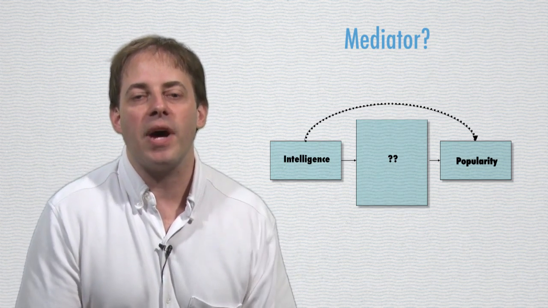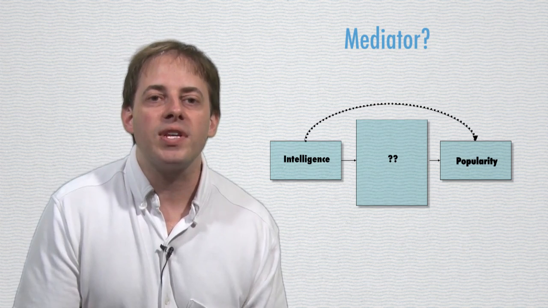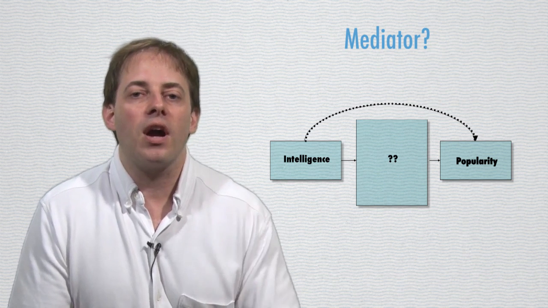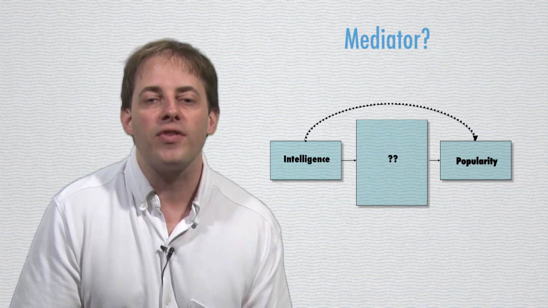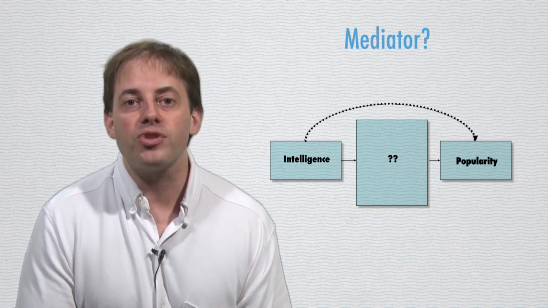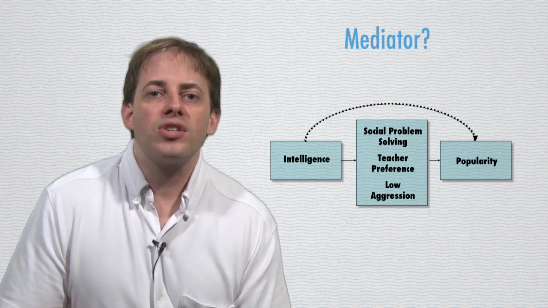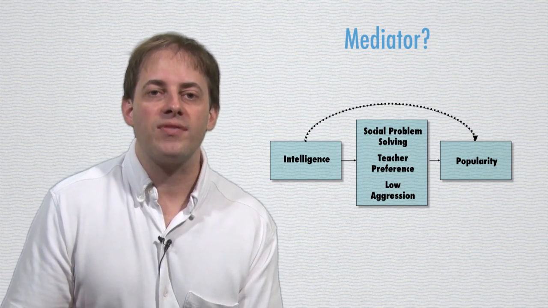Now let's apply that to popularity and intelligence. Why is it that among young children, the most intelligent kids are the ones that are most popular? In other words, they're very, very well liked. Well, actually, research has suggested there are three reasons. One is those that are very intelligent seem to have good social problem-solving skills.